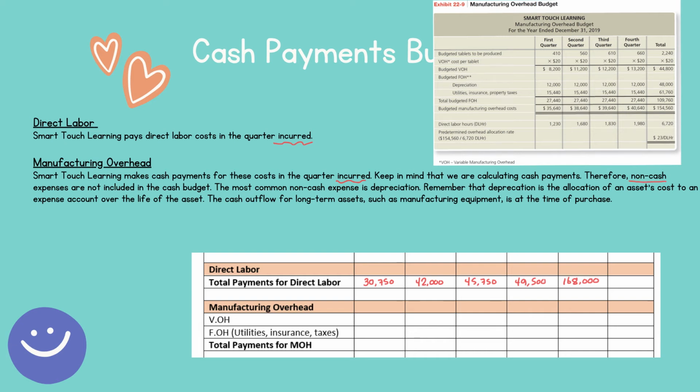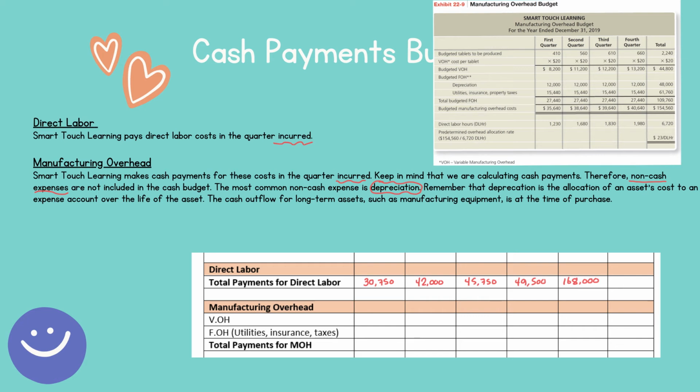Non-cash expenses. So he's talking about depreciation. The most common non-cash expense is depreciation. Remember that depreciation is the allocation of an asset's cost to an expense account over the life of the asset. So I'm not paying this amount. I'm just decreasing the asset's value over the life of this asset. The cash outflow for long-term assets such as manufacturing equipment is at the time of purchase.